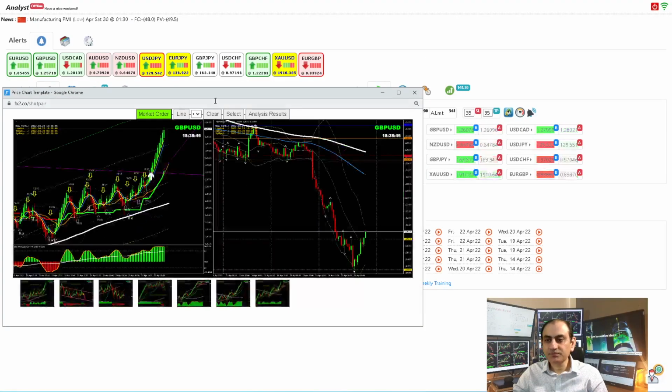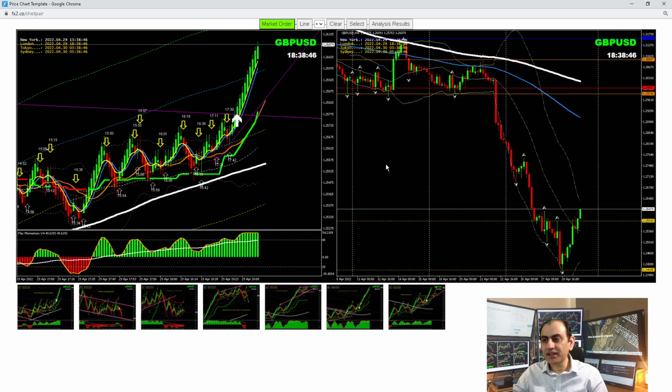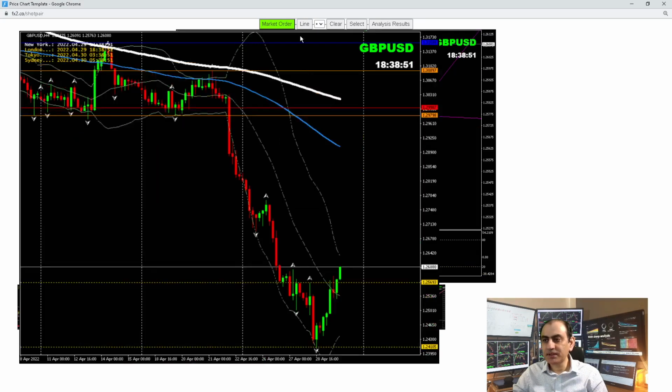Pound dollar. Okay, so pound dollar, if you look at here, again more or less the same pattern. We really enjoyed all this from last week, but if you haven't seen my last week analysis review, the video link is given in the video description. So today our bias was long, exactly more or less the same pattern like EURUSD. Price broke this and we were expecting a long trade here.